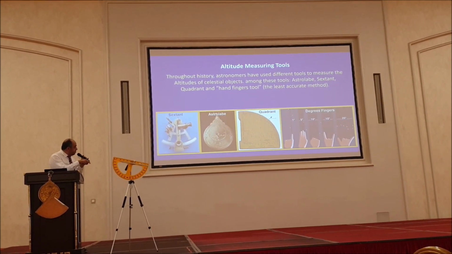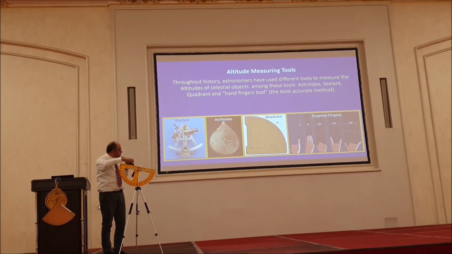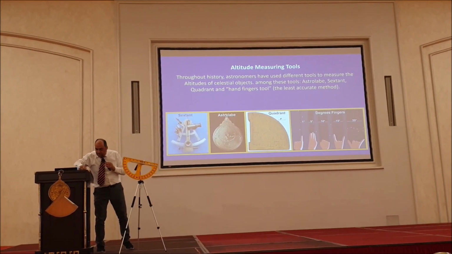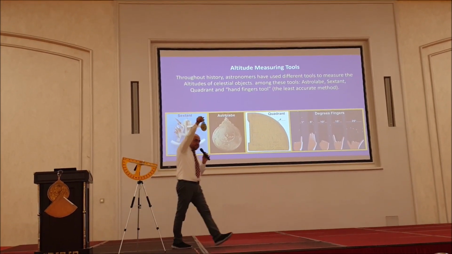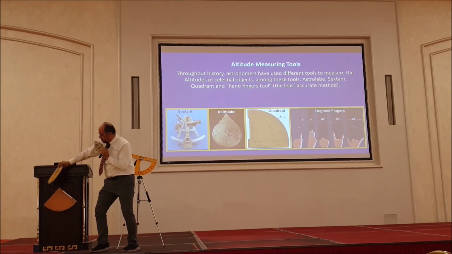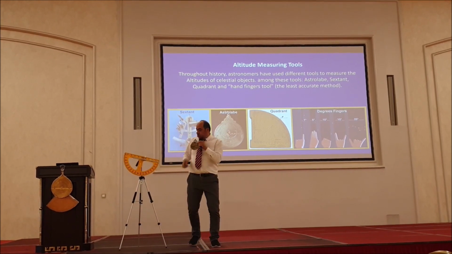We can measure the distances in the sky by different methods. We can use the sextant, the astrolabe. Who has ever seen an astrolabe? Okay, this is a small model. This is a larger one. It's a model. How do we use the astrolabe?